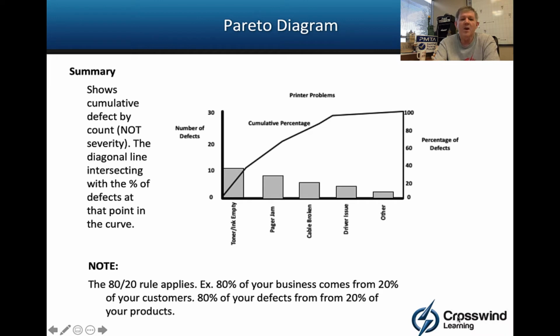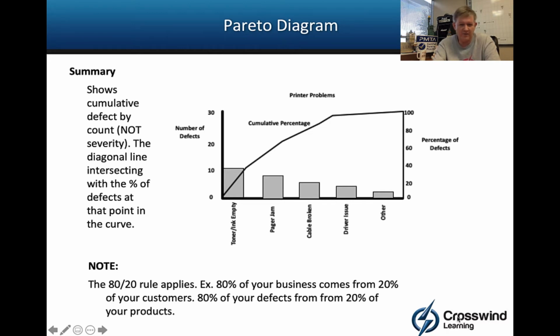Now, what you can do with this is similar to the histogram we just looked at, but it's got a cumulative component, which is that diagonal line going bottom left to top right, Freudian slip there. And so where the diagonal line intersects with the top right corner of toner ink empty, there's a little bit of an arc there.